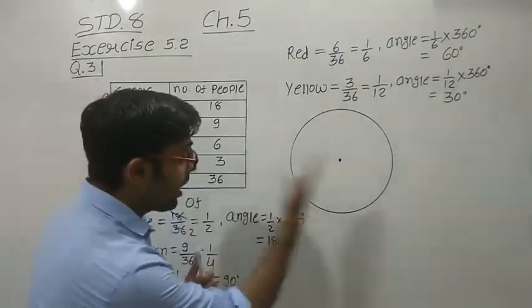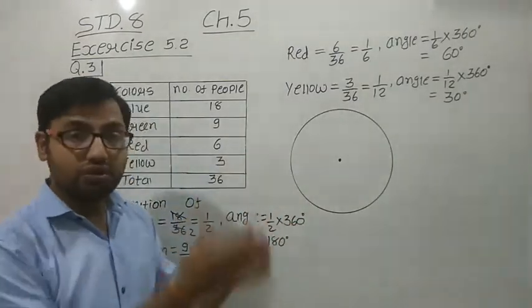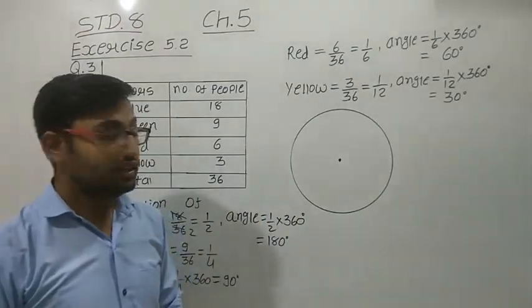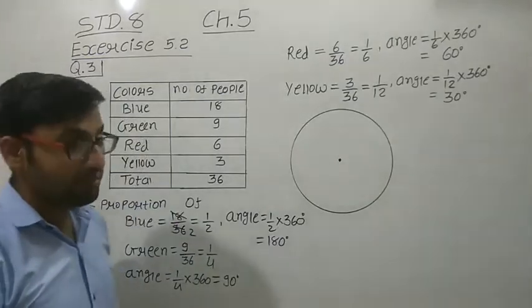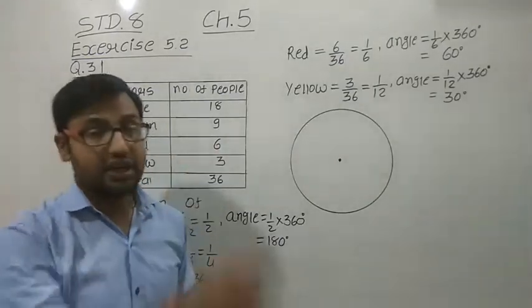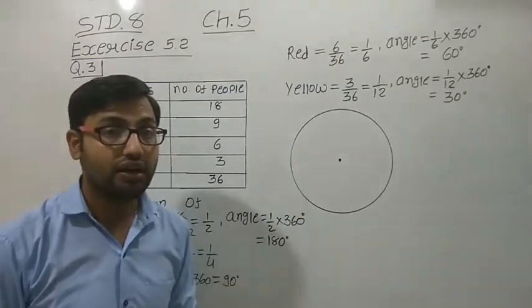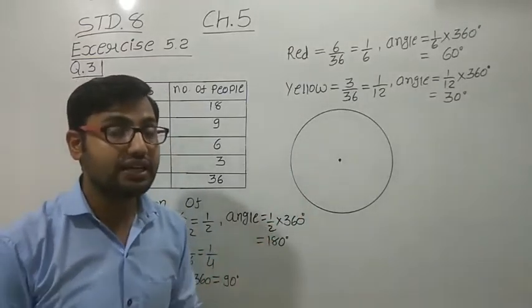That means the half circle we have to give to the blue color, right? So now think about the angle. If the total angle is 360 degrees, then how much angle do we have to give to the blue sector? Half. That means 180 degrees.